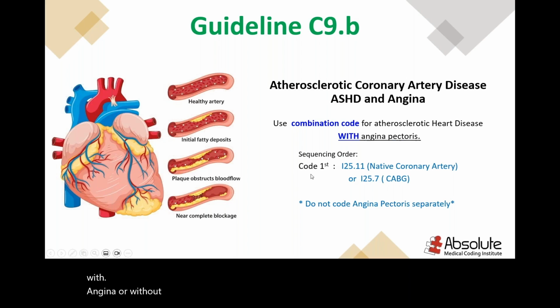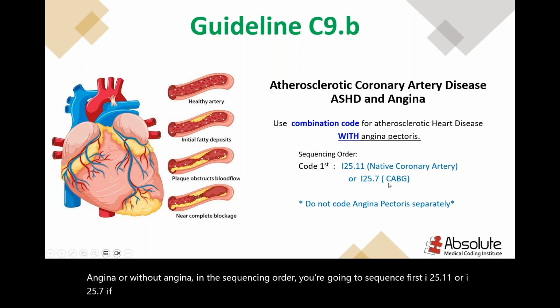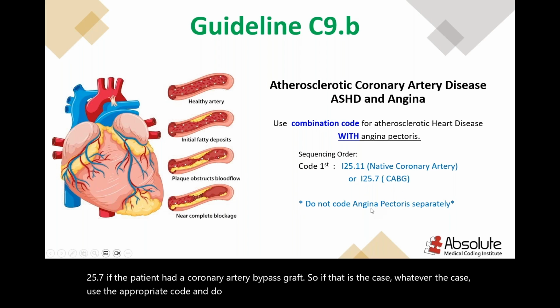In the sequencing order, you're going to sequence first I25.11, or I25.7 if the patient had a coronary artery bypass graft. So whatever the case, use the appropriate code and do not code angina separately. All right.